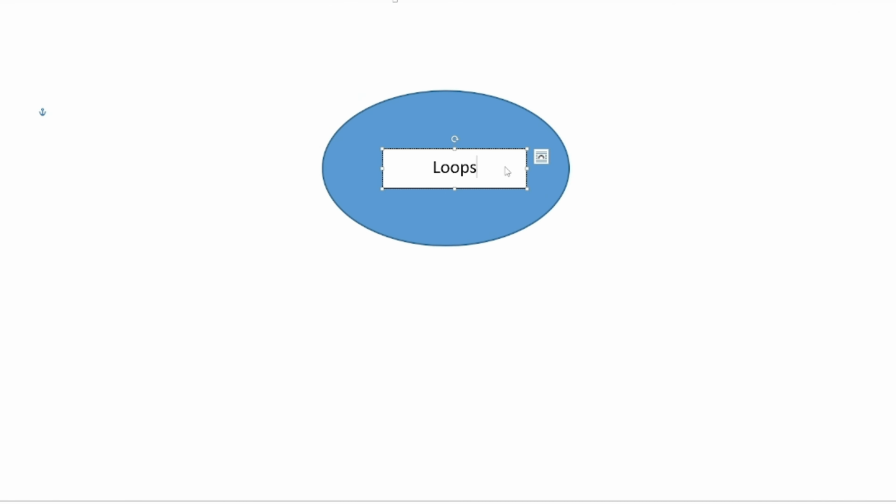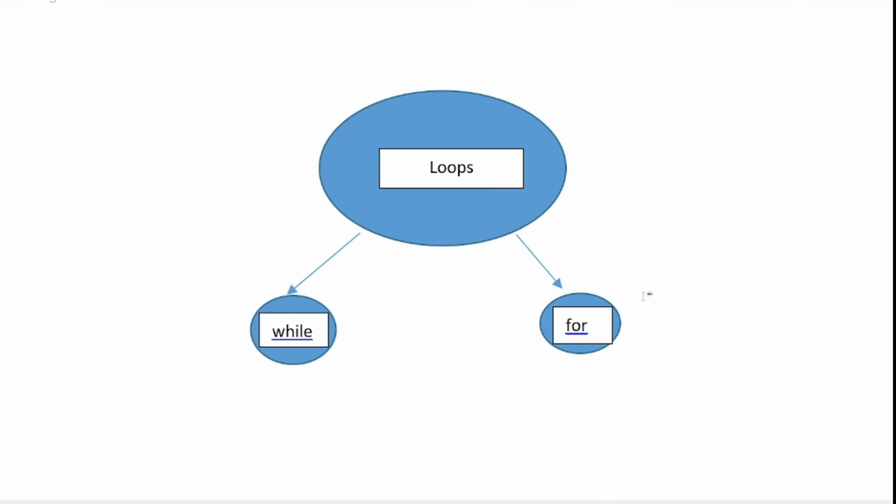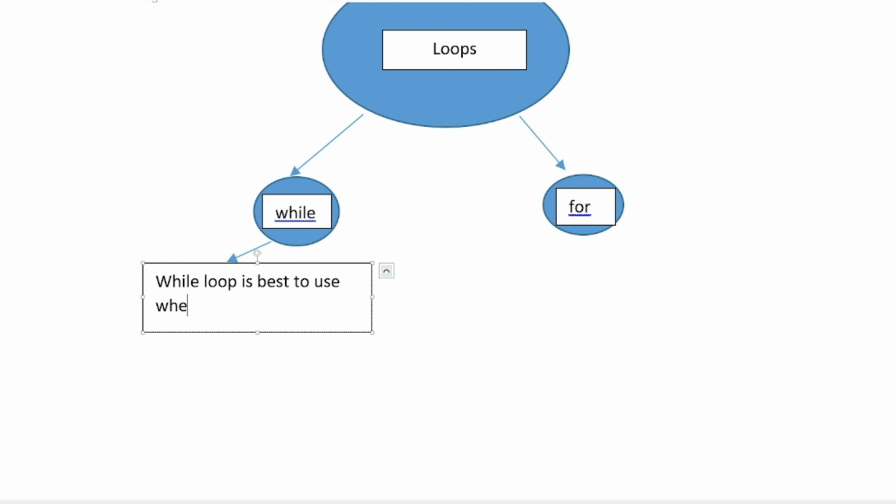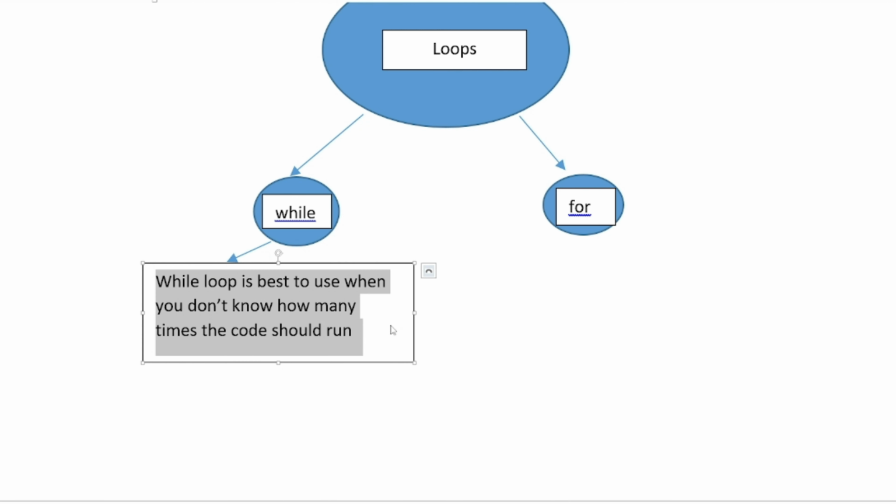We have two types of loop, while and for. Let's start with while. A while loop is best to use when you don't know how many times the code should run. For example, in this dice example, we don't know how many times we can roll the dice until we get 6. So this time we will use a while.